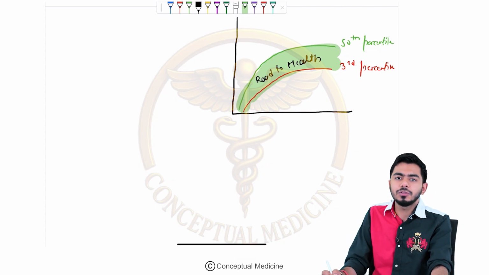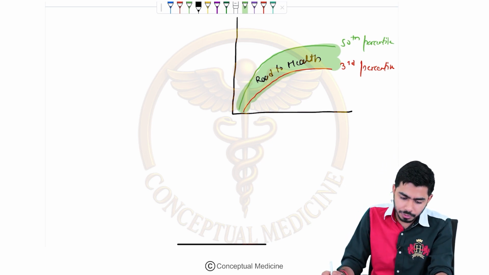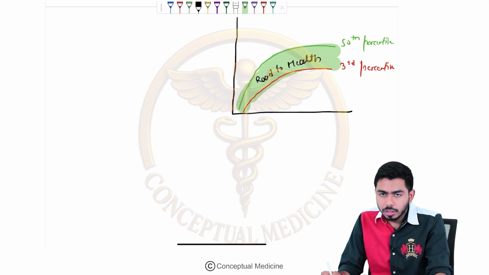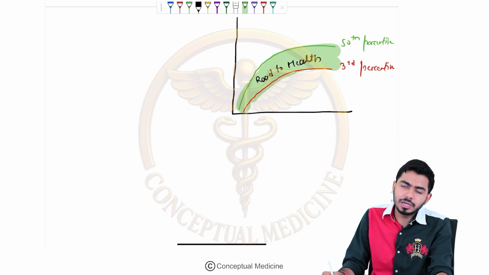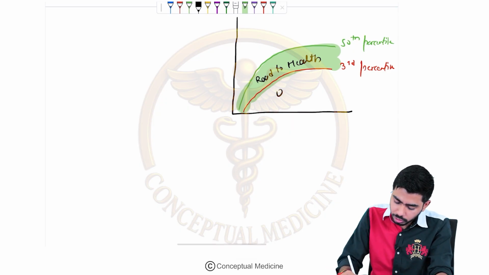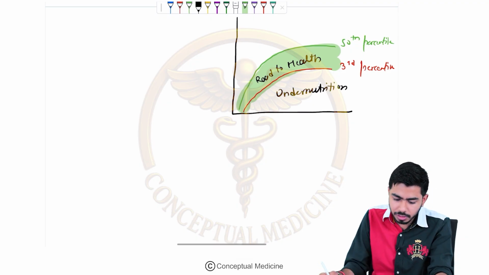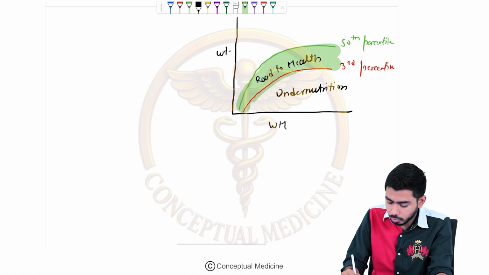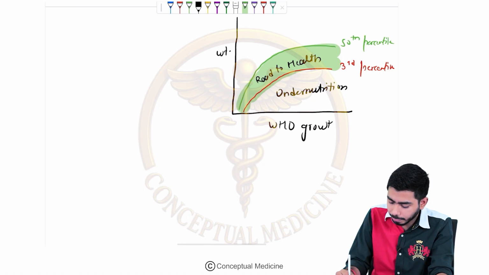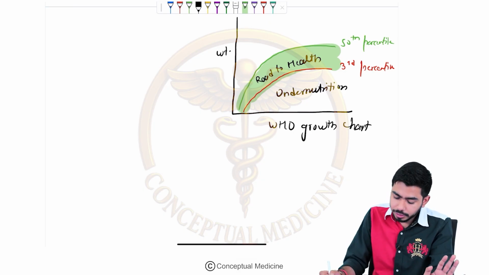So that's why this graph is also called the road to health graph, or the Poshan graph, or the field growth chart. Road to health chart is another name for this one. Between the 50th and 3rd percentile, there is a green zone. Below the 3rd percentile, we consider that as undernutrition. On one side we are talking about the weight, and this is the WHO growth chart. So this is the thing over here.